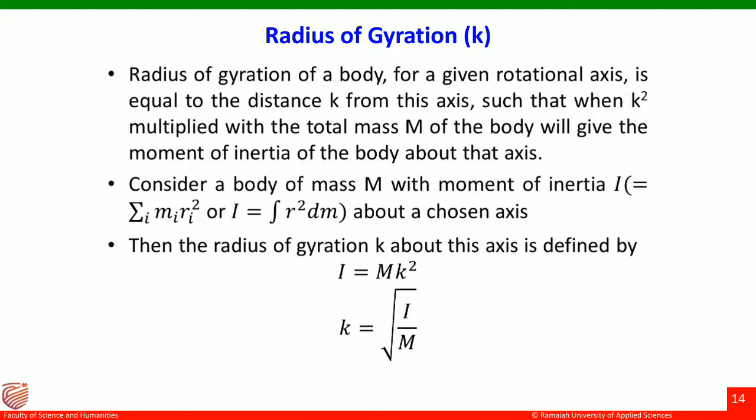Now consider a body of mass m with moment of inertia I equal to summation of mi ri square about a chosen axis. Then we can write I is equal to big M, the total mass, multiplied by k square. Therefore, the radius of gyration can be written as k is equal to the square root of the ratio of the moment of inertia to its total mass.